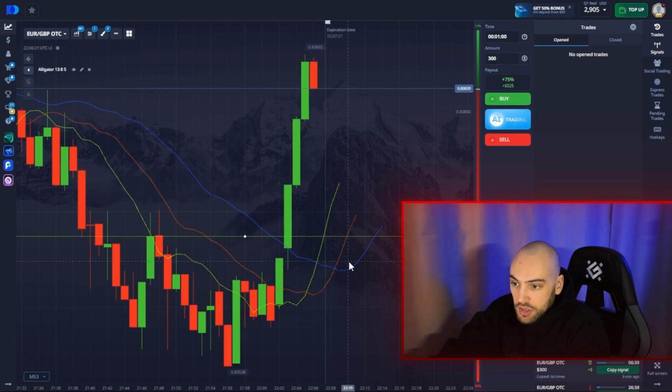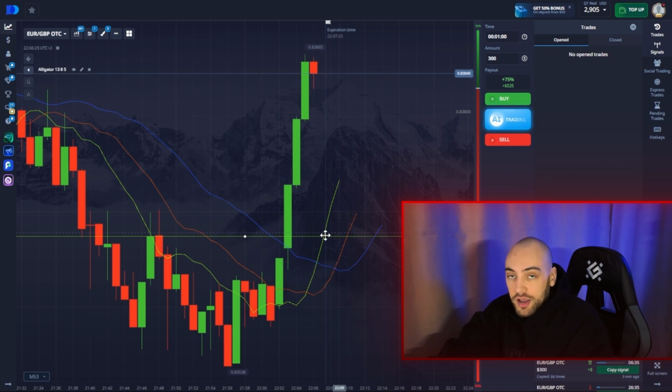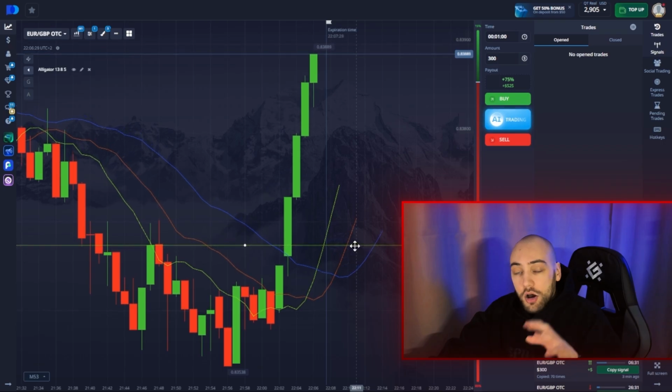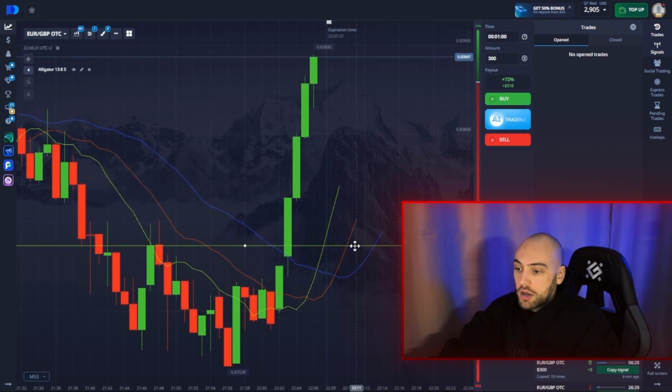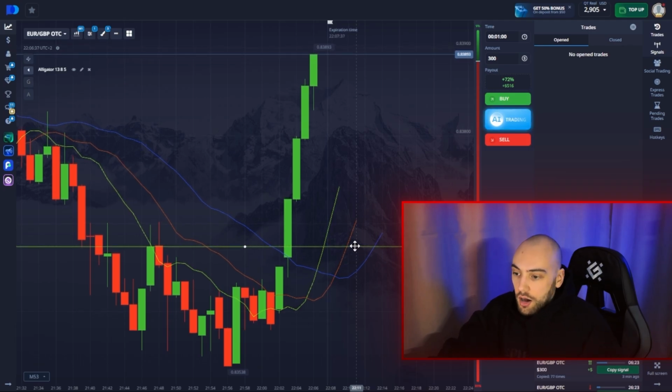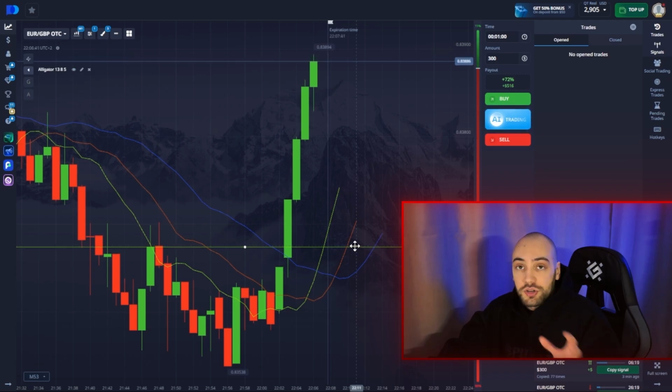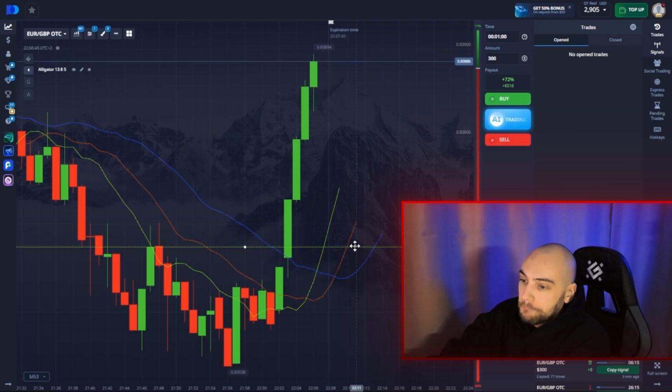So, to sum up briefly, when the alligator lines diverge, the trend is determined, look for pullbacks. Second, wait for confirmation candles, like on my second and third trades. And finally, enter according to the trend with 1-2% risk of your deposit and no over trading, okay?